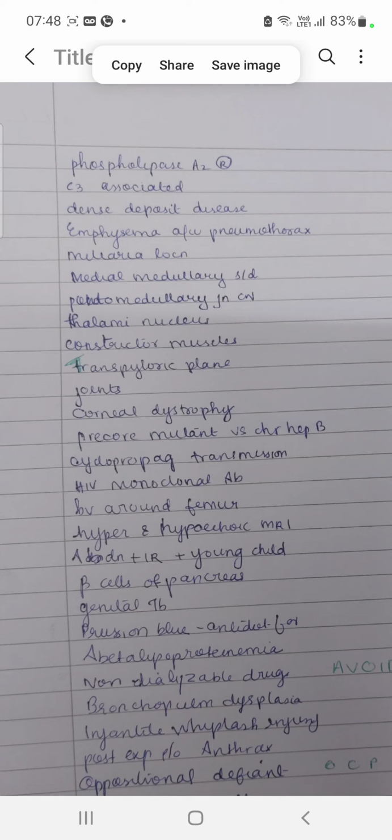Medial medullary syndrome involves the corticospinal tract, dorsal column, and hypoglossal nerve. Pontomedullary junction: the main cranial nerve is abducens.